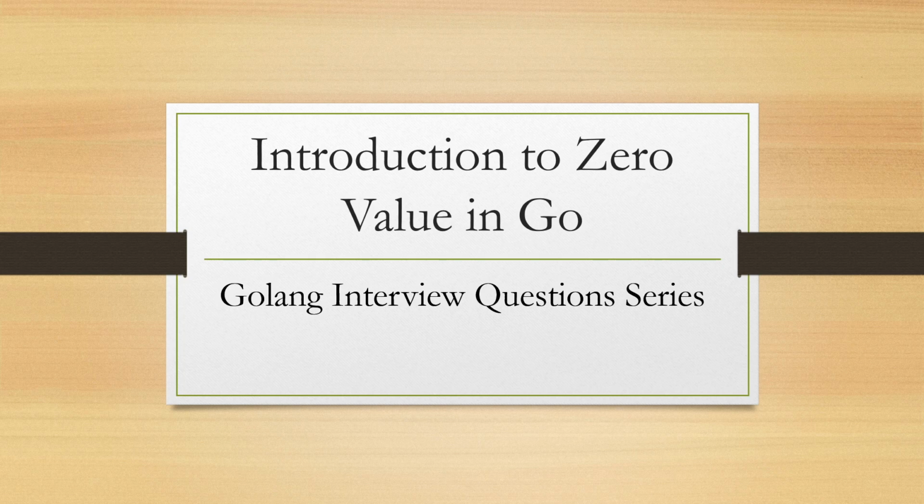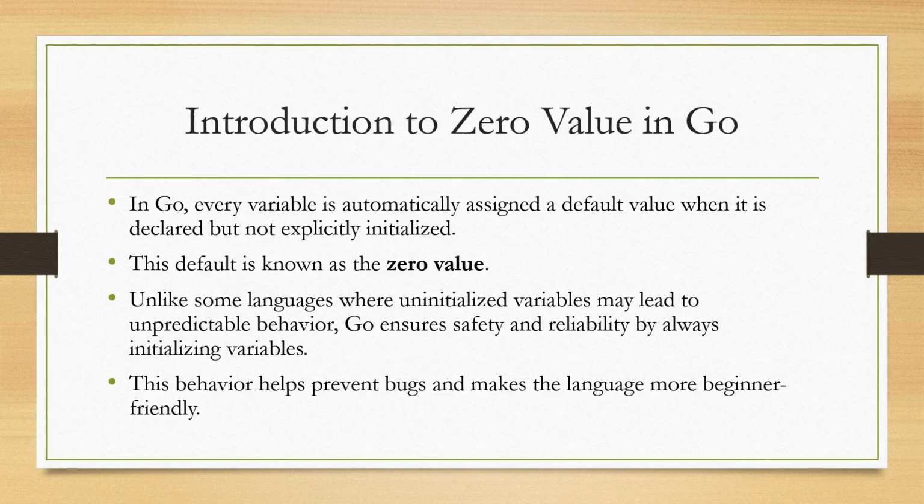So in today's video we will learn about something super important in Go, which is called zero values. In Go, whenever you declare a variable but do not give it any value, Go automatically assigns it a default value behind the scenes. This default is called the zero value. Now you might be wondering, why should I care about this?